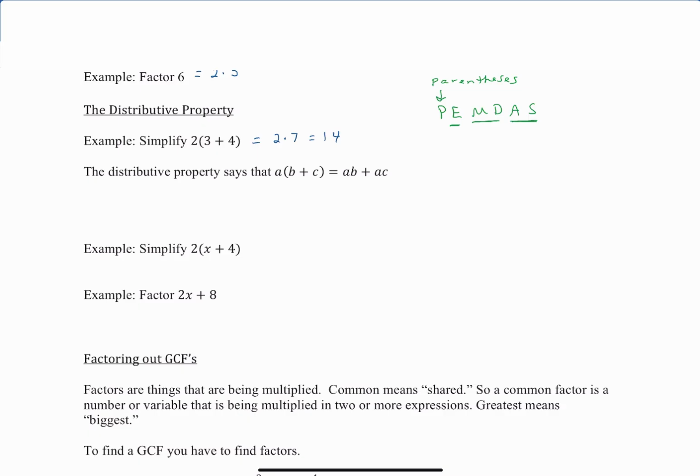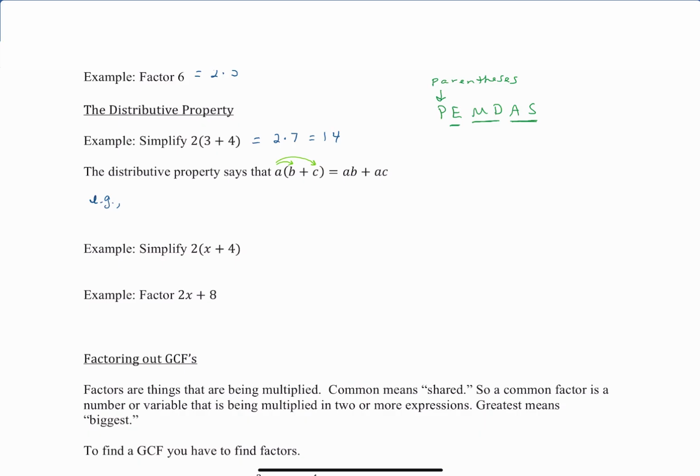Now, the distributive property says that if you have a number A times the sum of two numbers, B plus C, another way to do that is to distribute the A into the parentheses. So you'll often see people write something like that. In other words, we can compute this by doing A times B plus A times C. So let's apply that to the problem we just did.